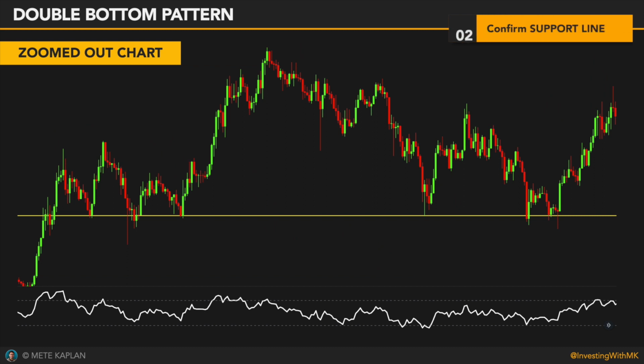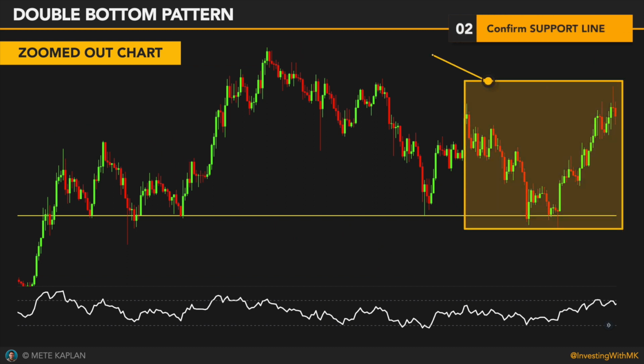Step 2. Confirm support lines. I'll zoom out the chart a bit. Can you see the support line? How strong is this support line? 4 times tested but not broken yet.